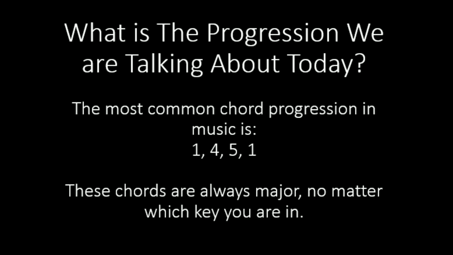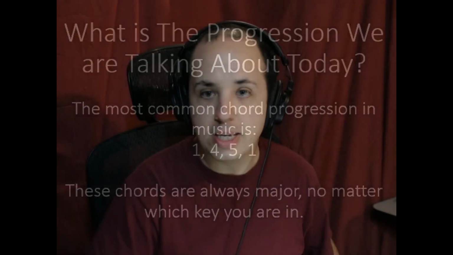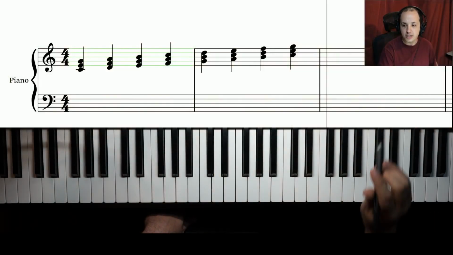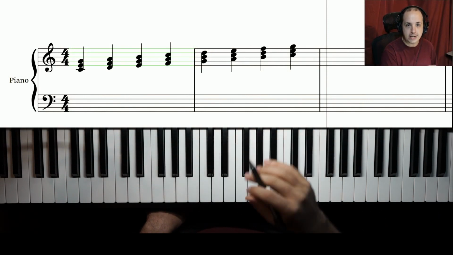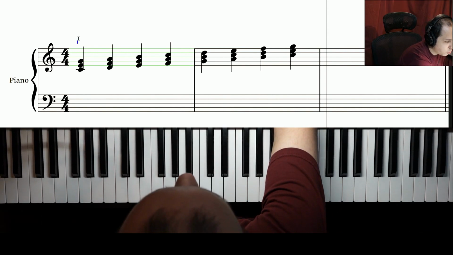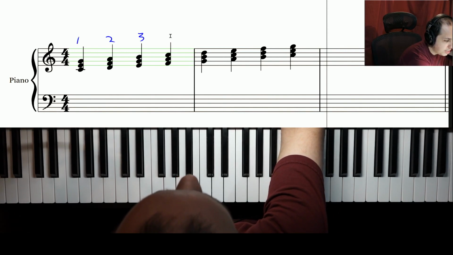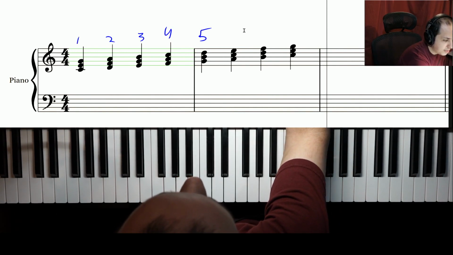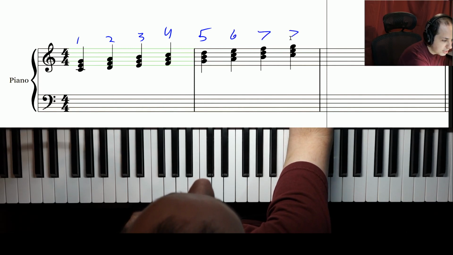Okay, right on to what we're talking about today, the chord progression. The most common chord progression in music is 1, 4, 5, 1. These are considered the primary chords, the most important chords in any key. So let's take a look further into what this means. So here are the 8 chords that we had laid out last time. So here's 1, 2, 3, 4, 5, 6, 7, 8.